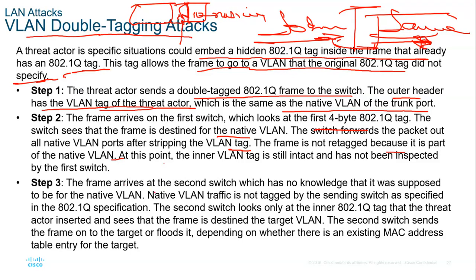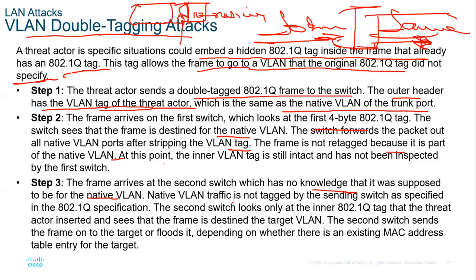So the frame arrives at the second switch, which has no knowledge that it was supposed to be part of native, because on the first switch the frame was identified as native, and the second switch is not aware that the frame is supposed to be part of native. So on the second switch, it will have to deal with the tag for the attack VLAN or attack device, and then it will attack the intended device.